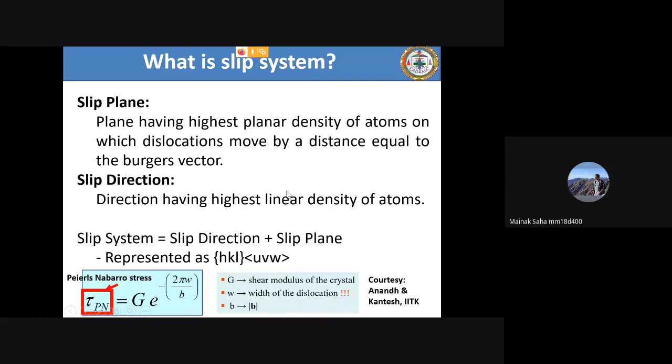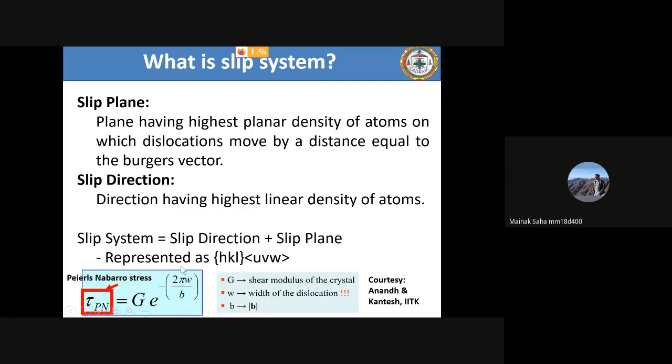If the linear density of atoms is very, very high, the spacing between the atoms will reduce, so B will definitely go down. If B goes down and A goes high, the total term 2 pi W by B increases. Now this is actually in the exponent with a minus sign. This is the Peierls-Nabarro stress, which is the stress required for a dislocation to travel on the slip plane in the slip direction. Okay, so this is the definition.